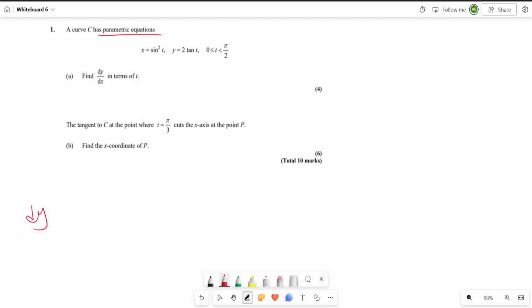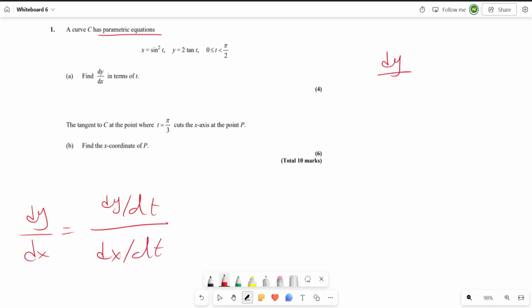So dy by dx is going to equal dy by dt over dx by dt. So dy by dt is going to be the differentiation of this expression over here. I know that the differentiation of tan of x is secant squared of x. So the differentiation of 2 tan of t is going to be 2 secant squared of t.